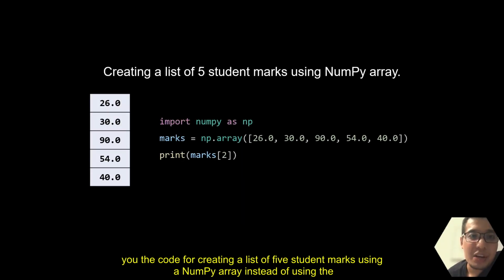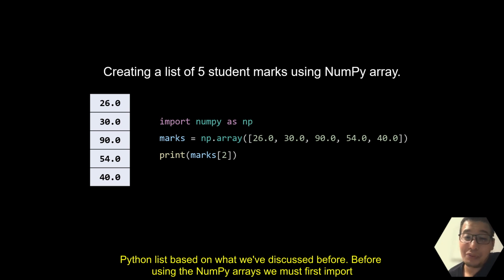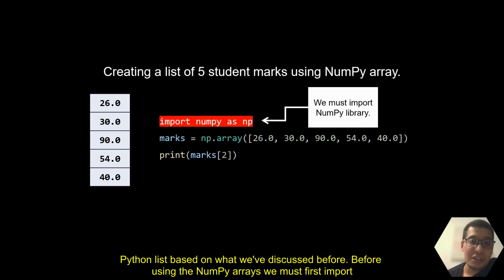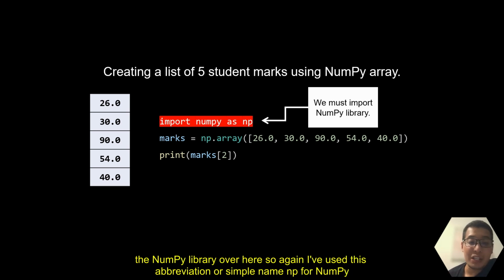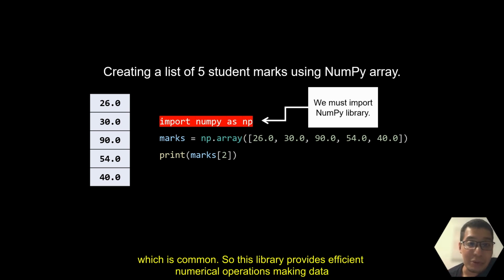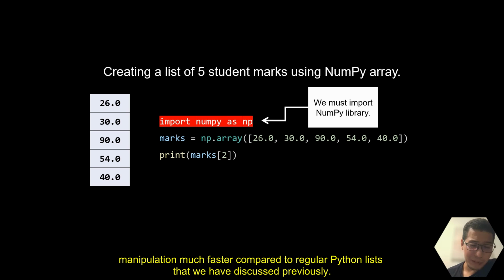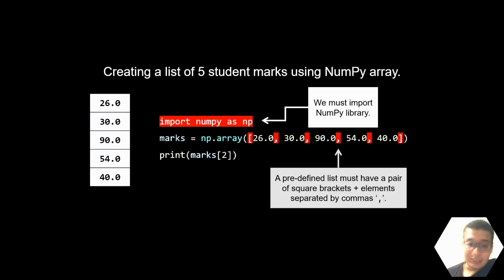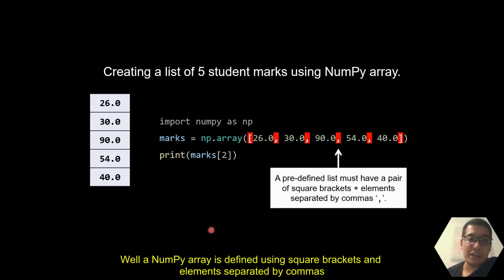Now I want to share with you the code for creating a list of 5 student marks using a NumPy array instead of the Python list, based on what we've discussed before. Before using NumPy arrays, we must first import the NumPy library over here. Again, I've used the abbreviation np for NumPy, which is common. This library provides efficient numerical operations, making data manipulation much faster compared to regular Python lists that we have discussed previously. A NumPy array is defined using square brackets and elements separated by commas.